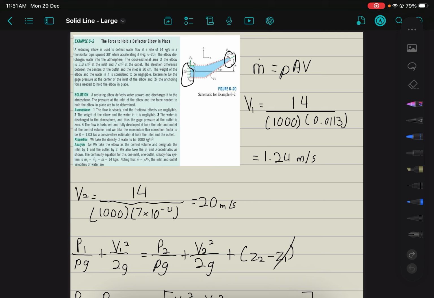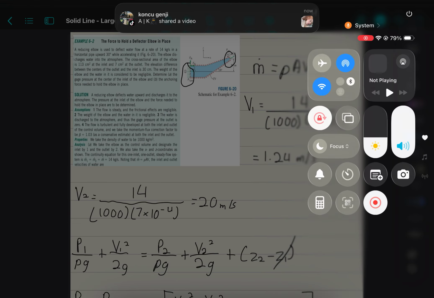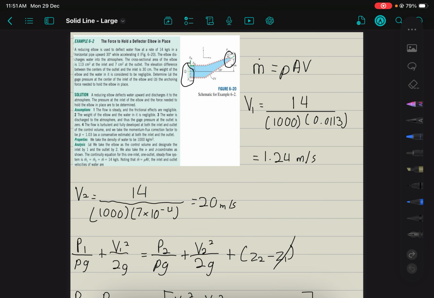The momentum correction factor beta is taken as 1.03. Then we go to the continuity equation. Because the flow is steady, the mass flow rate at the inlet and outlet is the same. So we use the equation mass dot equals rho times area times velocity. We arrange that velocity 1 for the inlet equals 14/1000 over 0.0113, and we get the answer 1.24 meters per second.